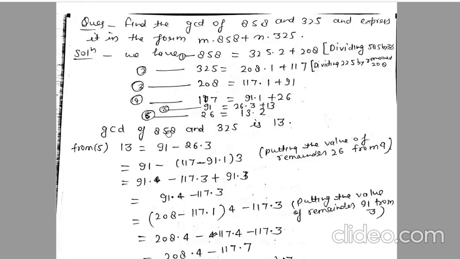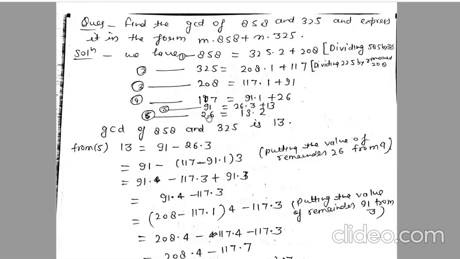When you write this expression, you have to choose our second last equation, which is equation 5. From equation 5, you will write the values of our remainders. You will just collect all the values of the remainder. So from equation 5, find the remainder value.